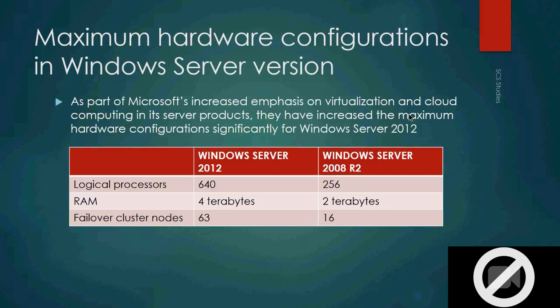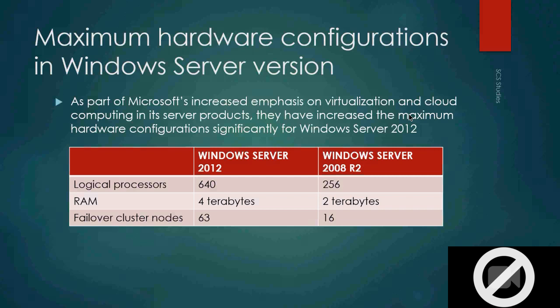So here in this chart you can see in Windows Server 2008 R2 we have maximum support of logical processors up to 256. Okay, those are logical processors. Logical processors, maximum we can have 256 in Windows Server 2008 R2, whereas 2008 R2 has 2 TB of RAM support, and in the case of failover cluster nodes, 2008 R2 supports 16 failover nodes at max.